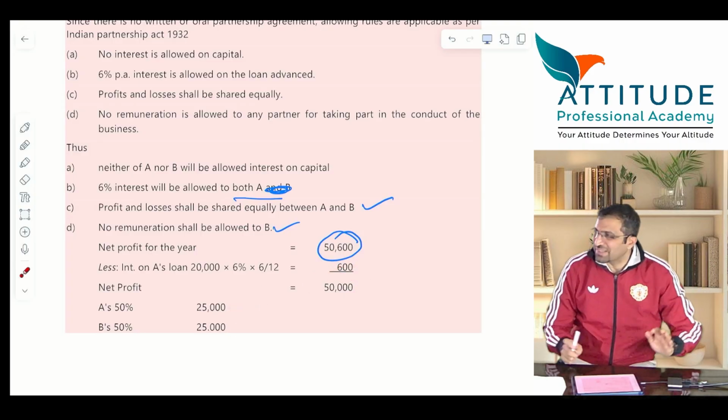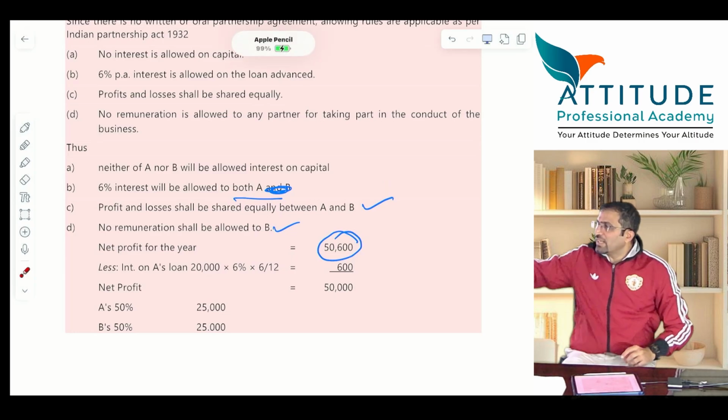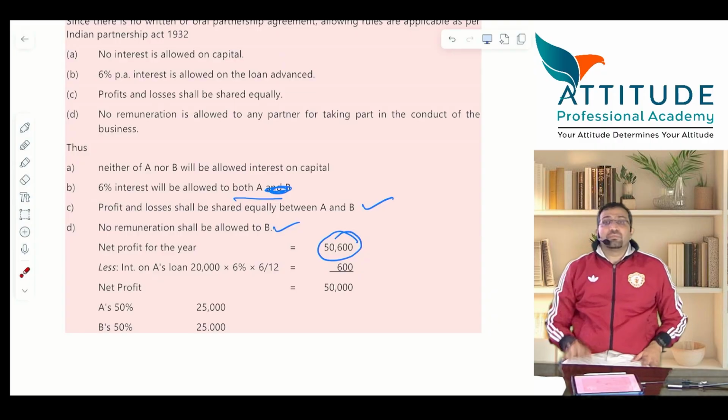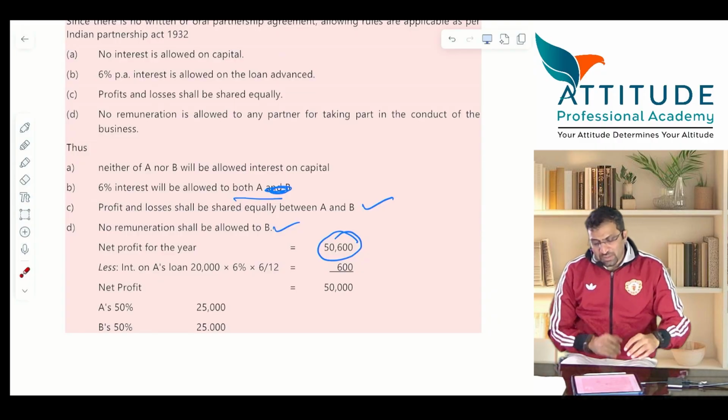Simpler. Sum is done. Did you get it? This can be asked in your second year also. Theory questions can also be asked. In foundation it will definitely come.